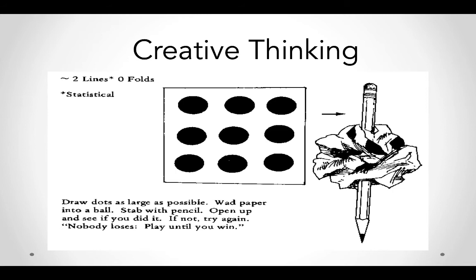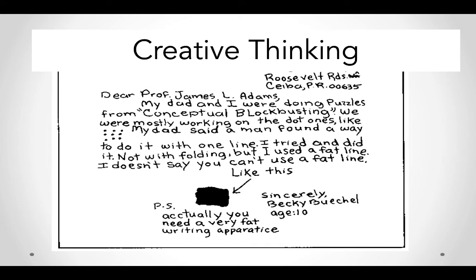Or you can draw the dots as large as possible. You can wad the paper into a bowl, stab it with a pencil, and try it until you get all the 9 dots. That's also very creative, and you solve the problem. The problem wasn't that you cannot do that. Or give it to a kid. Kids have unlimited imagination, and as we grow up and become adults, that's where we put constraints on our mind. But give it to a kid, they will actually figure out a better solution.